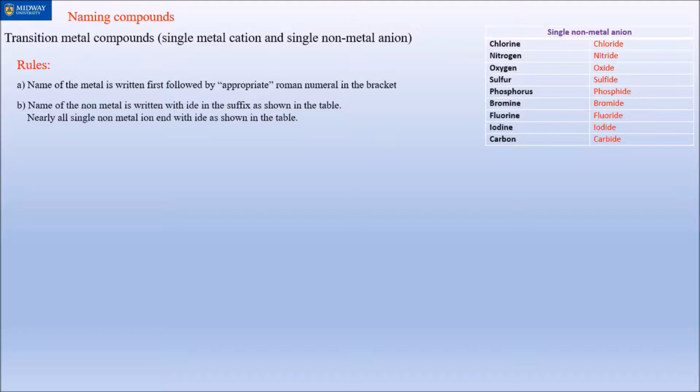As I mentioned, transition metals are usually involved in what is called a variable oxidation number. All right, let me talk about that as I finish this discussion. So the name of the metal is written as it is, followed by a Roman numeral in the bracket. That's the extra addition, and everything else is pretty much the same.